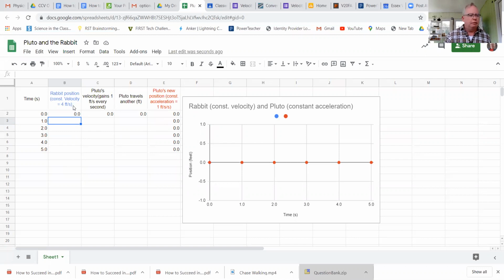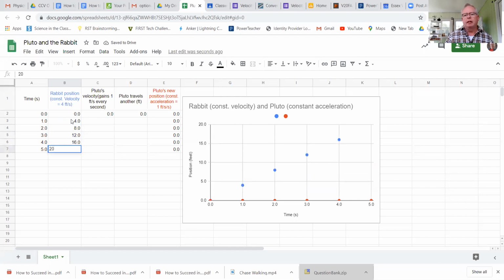So if the rabbit has a constant velocity of 4 feet per second, then that means after 1 second, the rabbit's going to go 4 feet. And the rabbit's going to cover 4 feet every second. So after another second, the rabbit will have traveled 8 feet, and then 12, and then 16, and then 20. And we can see on our position time graph that that's a nice straight line. And math people will tell us that the slope of the line is how fast the rabbit's going. So 4 feet per second.